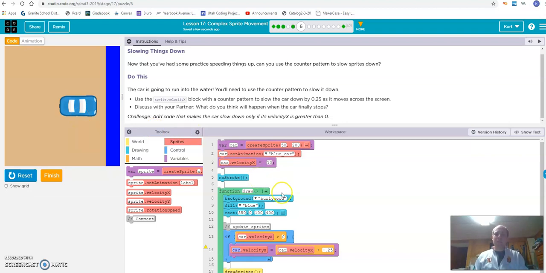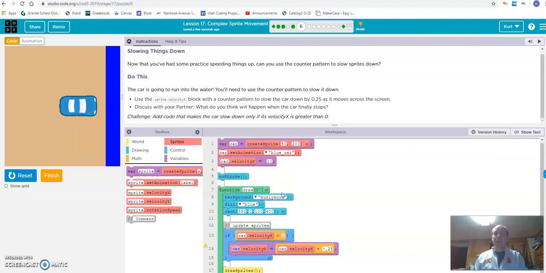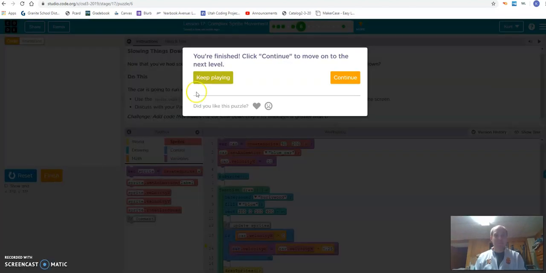Okay? So hopefully you were able to understand this little puzzle and get the challenge taken care of as well. We're going to continue to get even more complex as we go through the rest of this lesson. Oh, and hit finish.